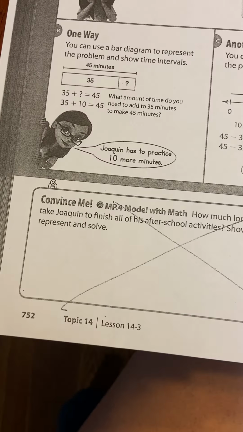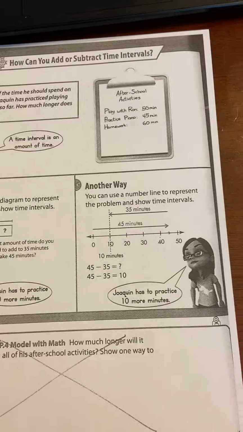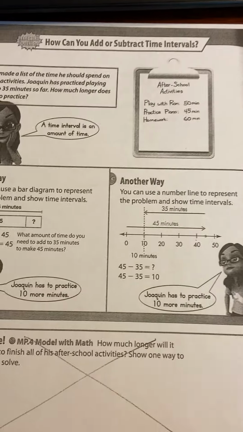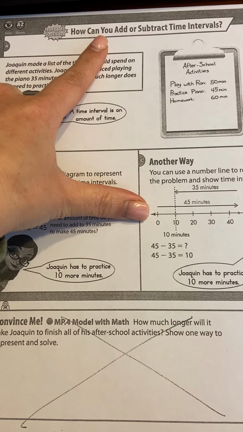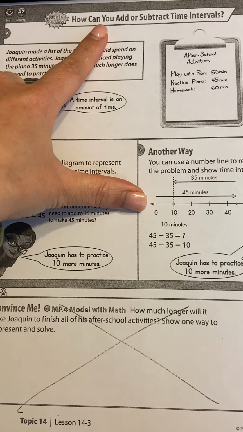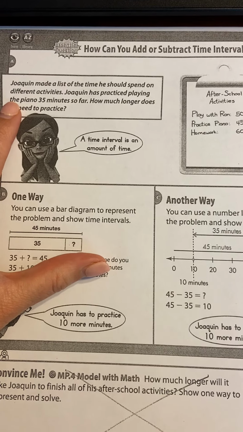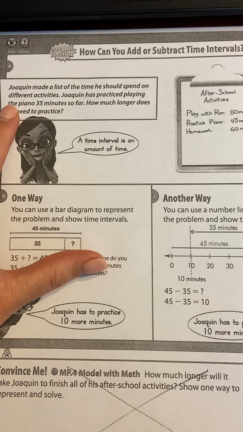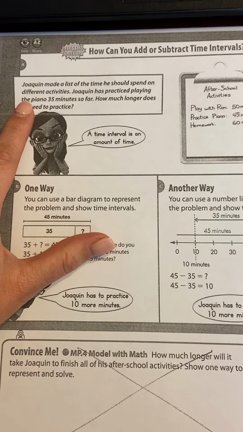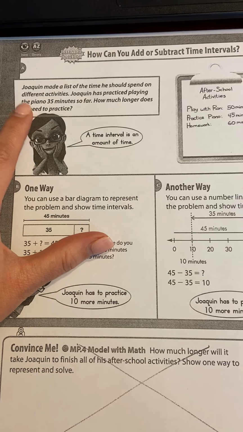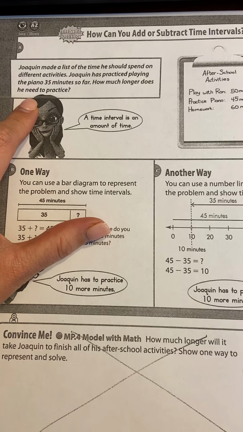So I'm just looking here at page 752, and you should have this copied where you can look at it with me. Okay, so you can see today we're working on how we can add or subtract time intervals. It says Joaquin made a list of the time he should spend on different activities. Joaquin has practiced playing the piano for 35 minutes so far. How much longer does he need to play?